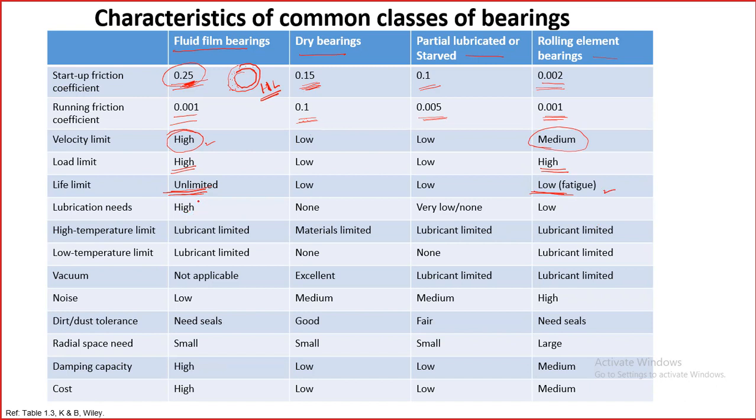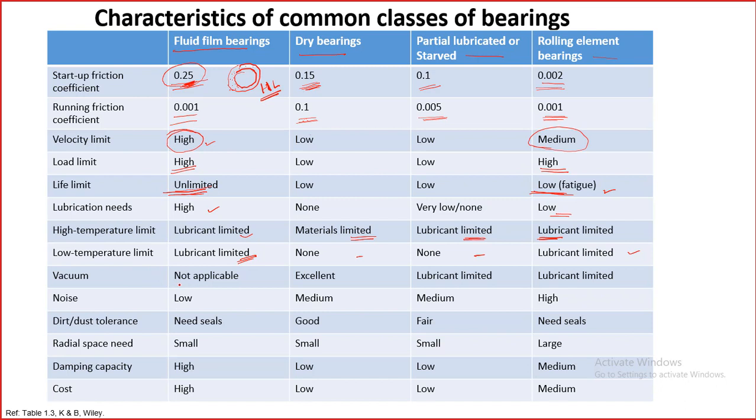Lubrication needs: fluid film bearings have a high lubrication need, whereas rolling element bearings have a low one. High temperature limits depend on the lubricant method or the lubricants themselves. This one is material dependent, this one is also lubricant dependent, and this is also lubricant dependent. Low temperature limits also depend on the lubricant. These two don't have this issue, and rolling element bearings may also have low temperature issues related to the lubricant used.